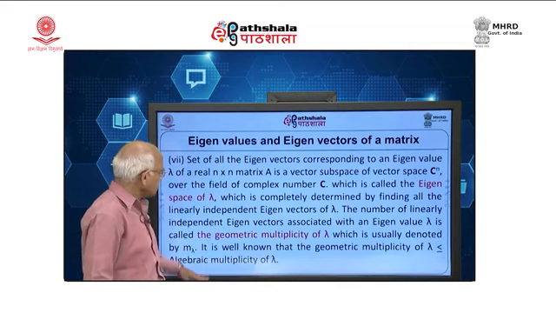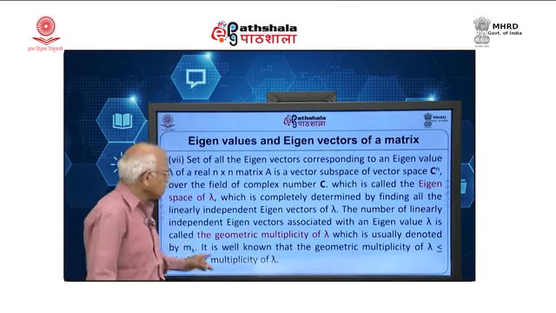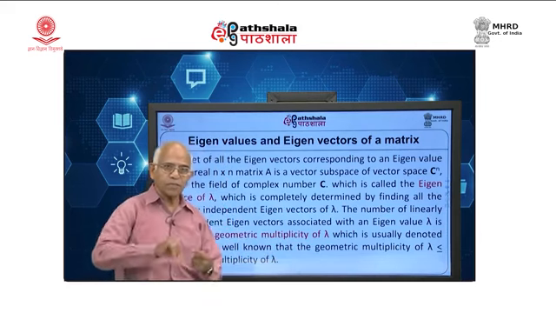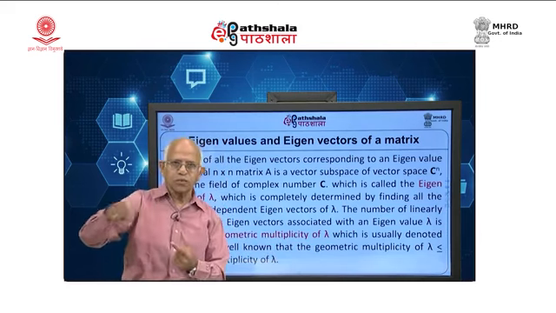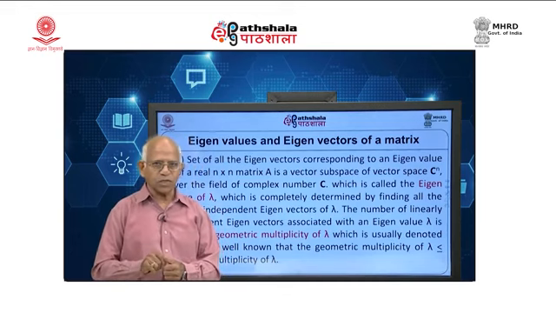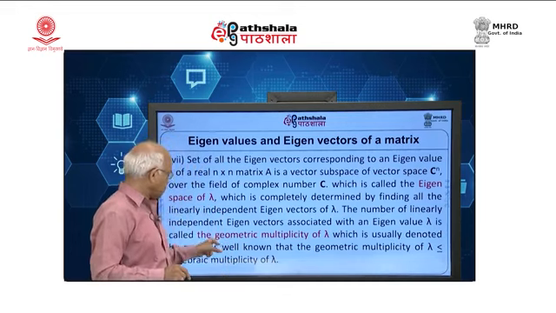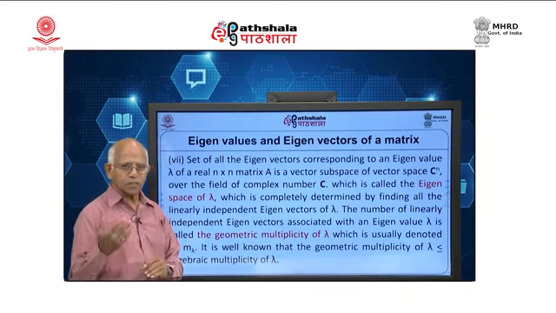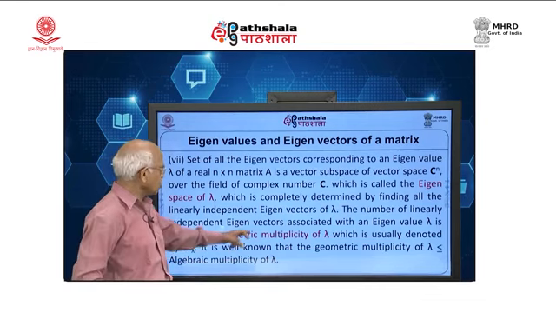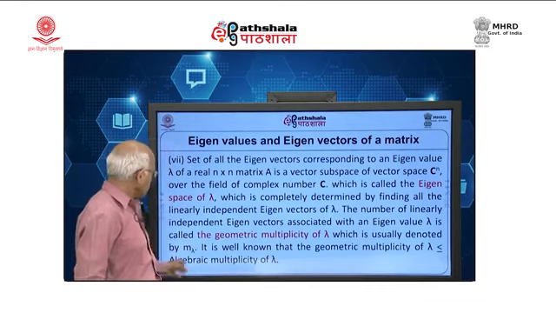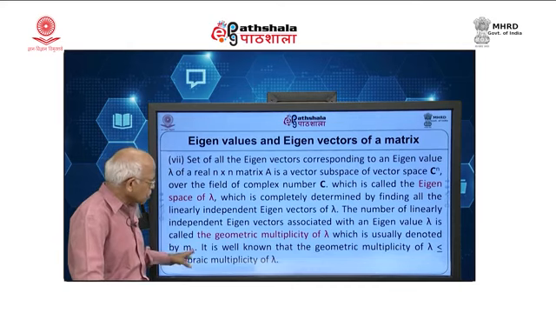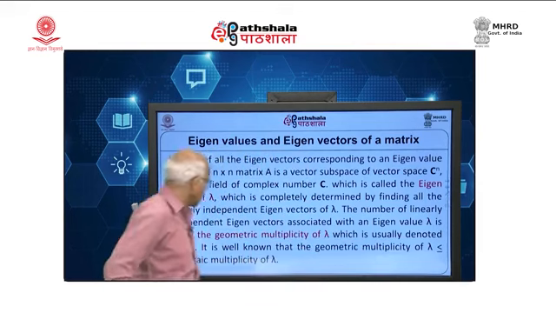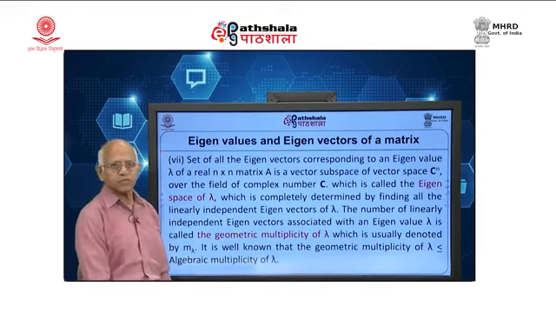The number of linearly independent eigenvectors associated with an eigenvalue lambda is called the geometric multiplicity of lambda. We have seen algebraic multiplicity as the number of times that root lambda 1 is repeated in the characteristic equation, and geometric multiplicity is that, corresponding to lambda, how many linearly independent vectors there are. It is usually denoted by small m lambda, and it is a well known fact of mathematics that the geometric multiplicity of lambda is always less than or equal to the algebraic multiplicity of lambda.